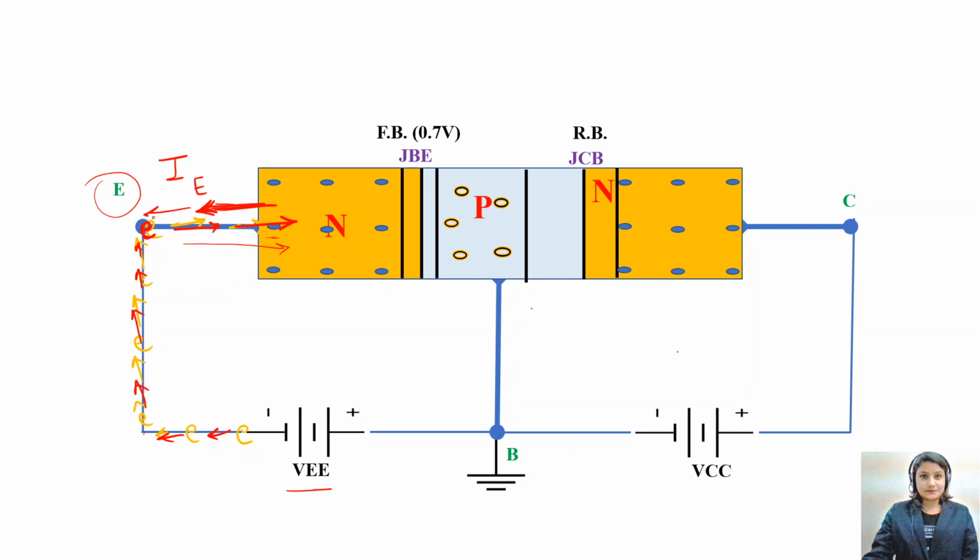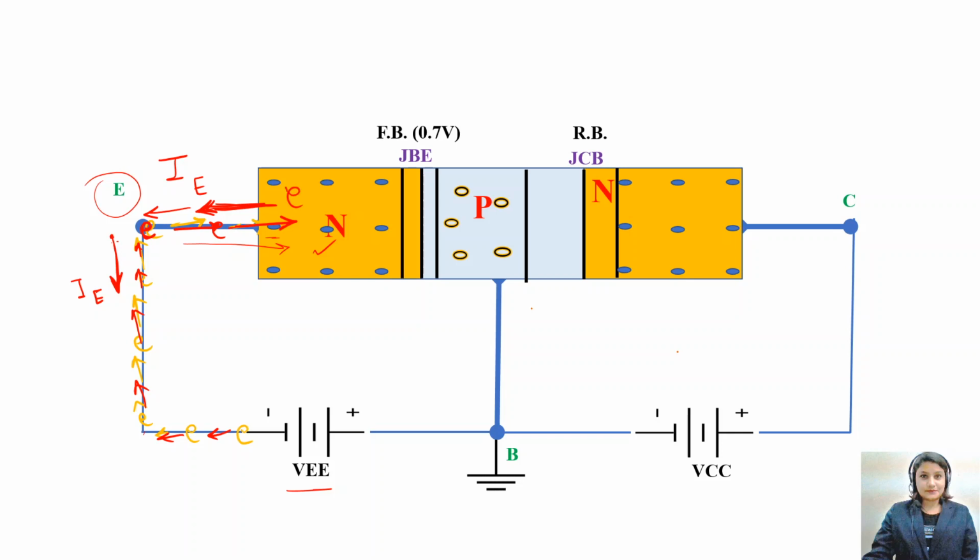From this emitter terminal, the emitter current is moving away from its terminal, coming outside, because the electrons are coming inside. Now more of the idea will be clear. So this negative battery is giving you more and more electrons. These electrons are coming into the N-type semiconductor. We know that an N-type semiconductor already consists of electrons.